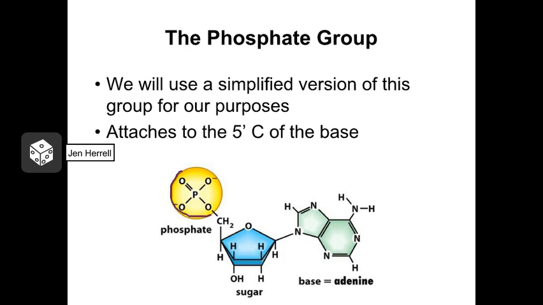Here we have the phosphate group. This diagram actually shows a simplified version of the phosphate group, and that's because when these nucleotides are floating around by themselves, they typically have 2 or 3 phosphate groups attached. When the nucleotides join up and make a polymer like DNA or RNA, they tend to lose those 2 phosphate groups. So we're just going to show them as having just 1 phosphate group. The phosphate group attaches to the sugar by carbon number 5, which is shown there.